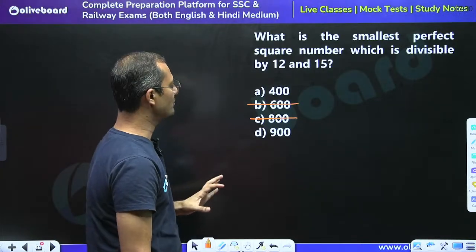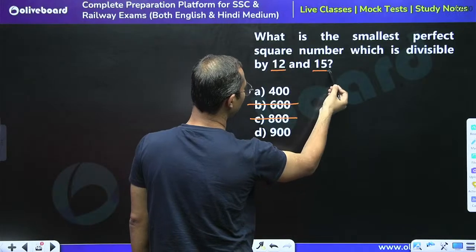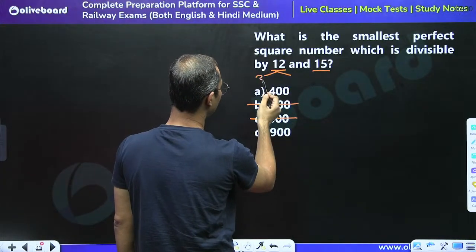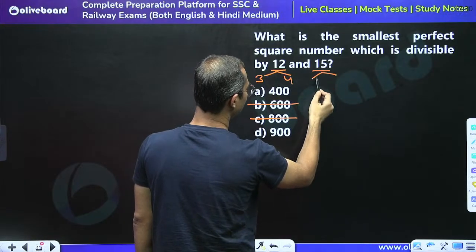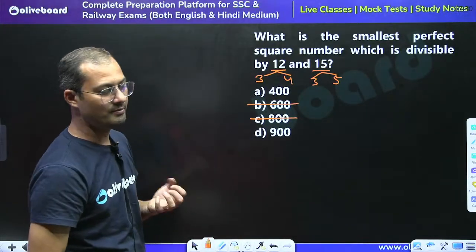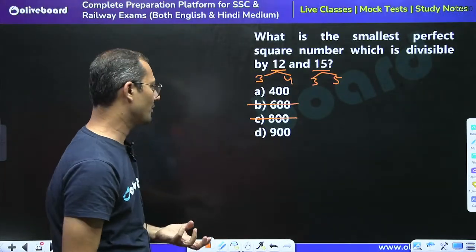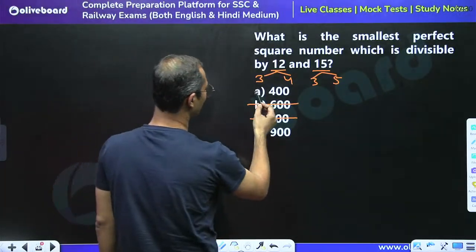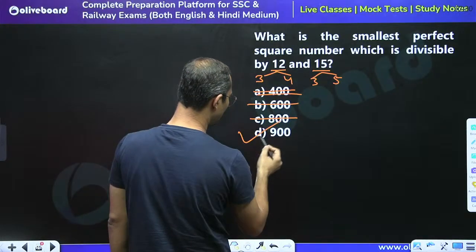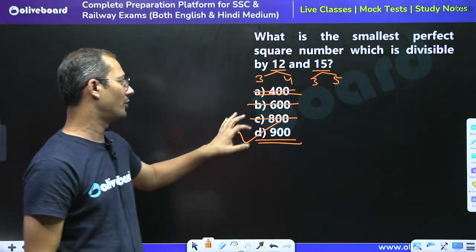Now what we have to check? The number must be divisible by 12 and 15. For divisibility by 12, we must check 3 and 4, and for 15, 3 and 5, so the number must be divisible by 3, 4, 5. 400 is not divisible by 3, so this cannot be the answer. So the right answer is D. Just by checking this, we can solve it.